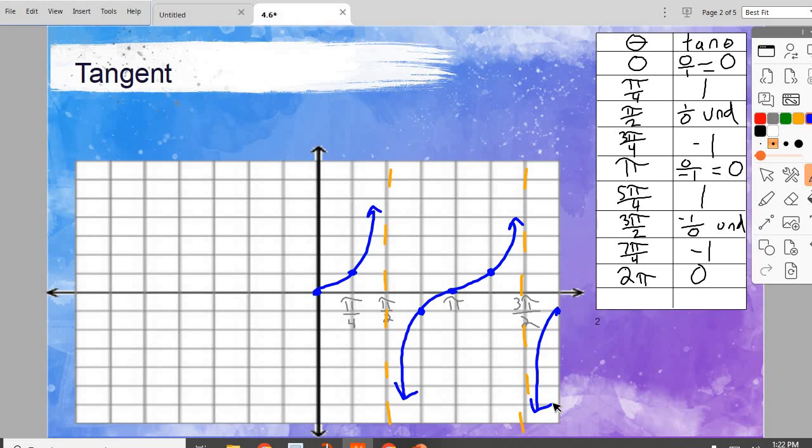However, generally we like to be around 0. We like to include 0. So how might I get the other half of my graph from 0 to pi over 2?